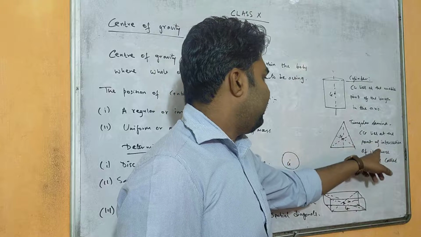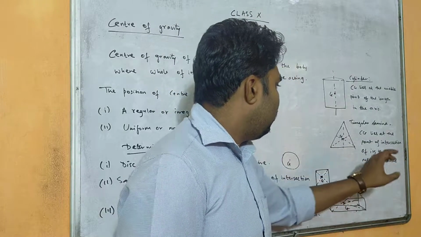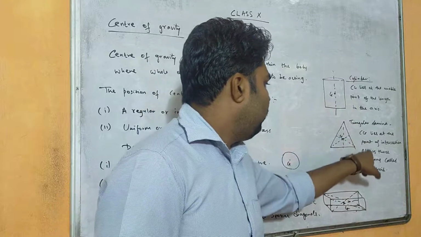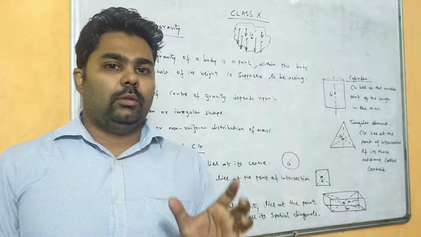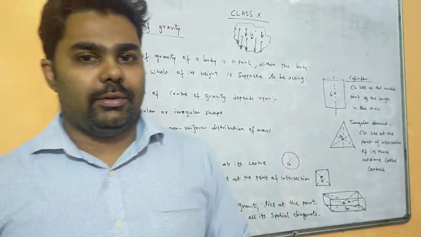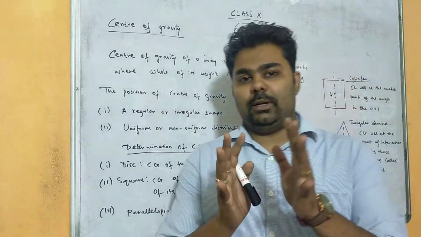That means the center of gravity lies at the position of intersection of all its three medians, called the centroid. That means from the three corners we will be drawing three medians, and at the point of intersection of the three medians, there will be the center of gravity.